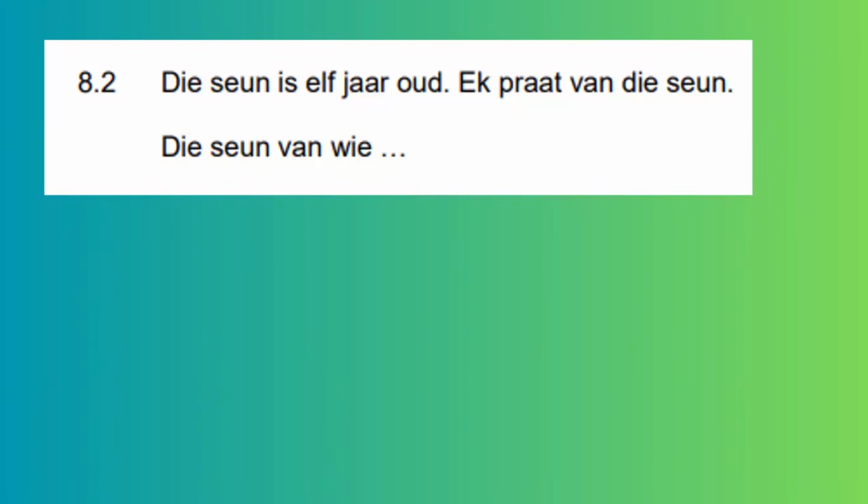Okay, so what is the first thing that we're going to do? We're going to cancel out any words that are the same. And there we have it, die seun, and also because this die seun is in our answer. But do you see there's another word in one of our sentences that is also in our answer that we also need to cancel out? And there we have it, van, because there we have van. Die seun van wie? So we're going to take out van as well.